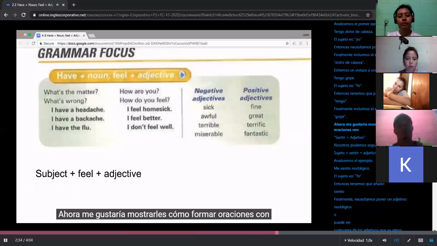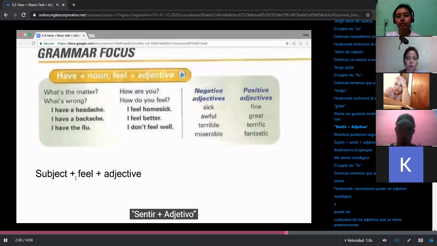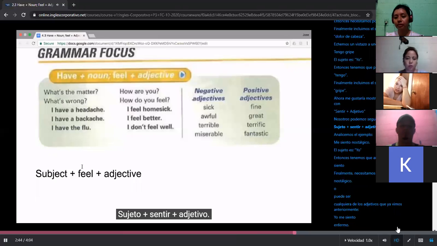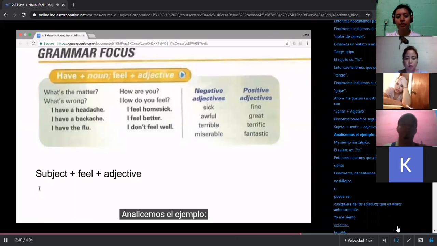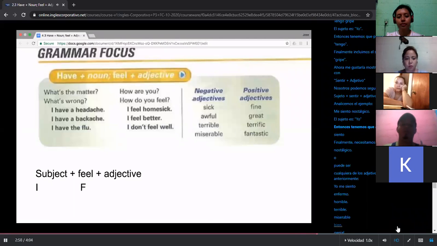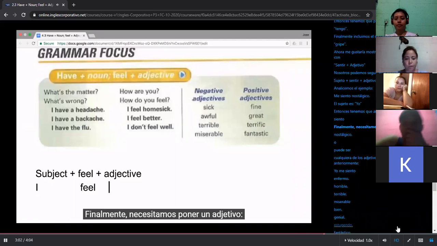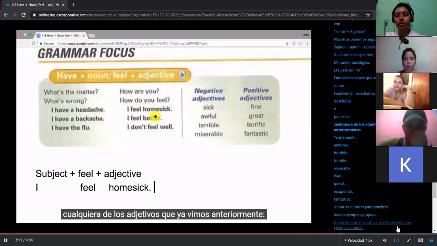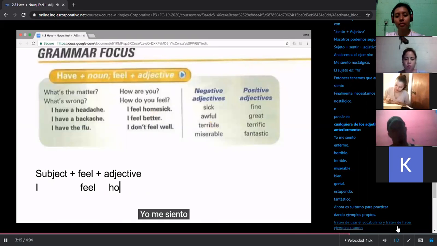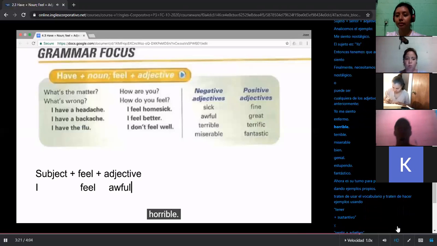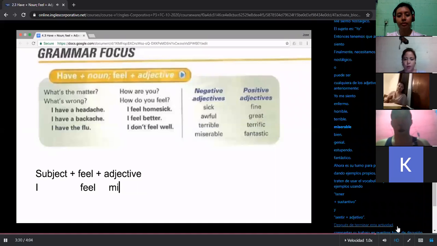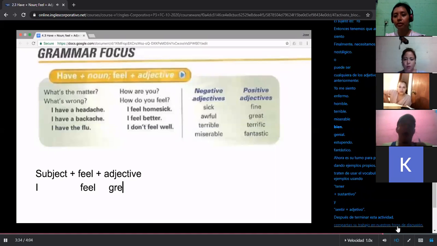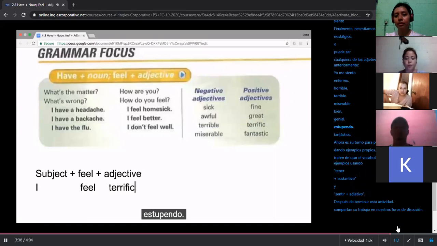Now, I would like to show you how to form statements with feel plus adjective. We can follow this formula: subject plus feel plus adjective. Let's analyze the example, I feel homesick. The subject is I. Then we need to add feel. Finally, we need to put an adjective, homesick. Or it can be any of these adjectives towards the right. I feel sick, awful, terrible, miserable, fine, great, terrific, fantastic.